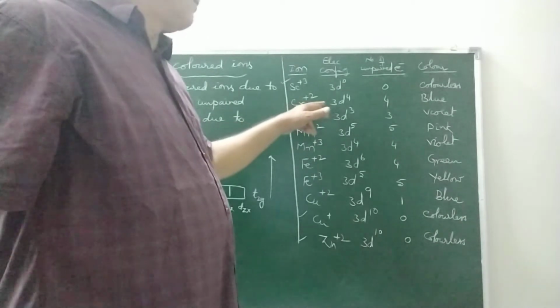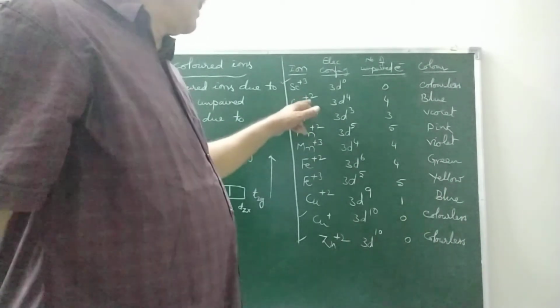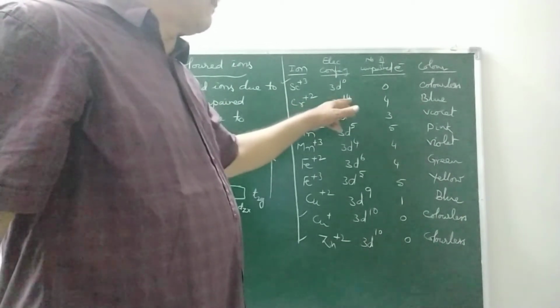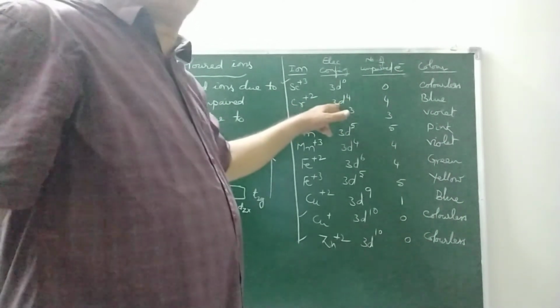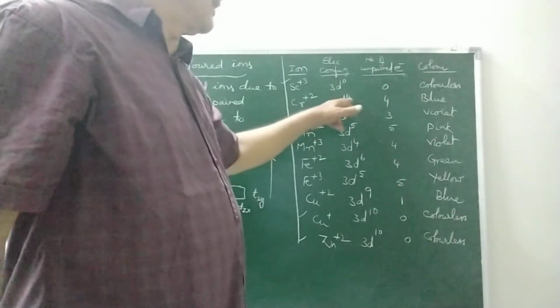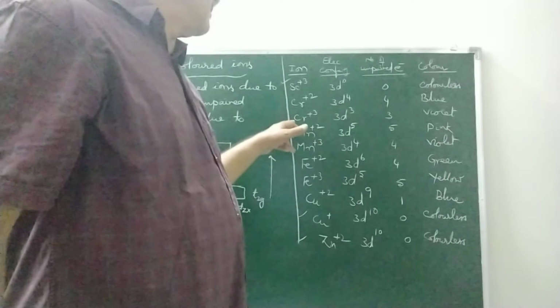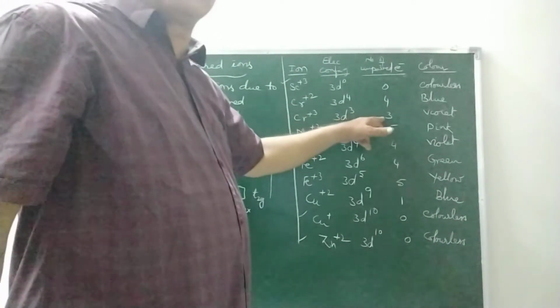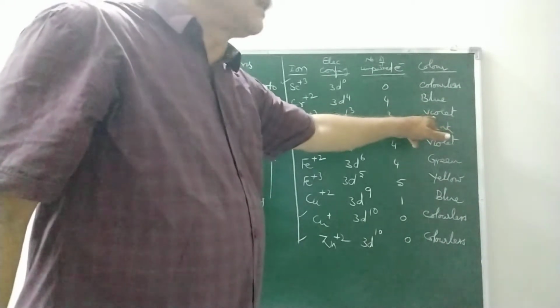Cr+2: 4s1 3d5. 2 electrons are removed. From 4s1, 1 electron is removed, and from 3d5, 1 electron is removed. We get only 3d4. These 4 electrons are unpaired electrons according to Hund's rule. So it appears blue in color. In the same way, for Cr+3, another electron is removed. Only 3 electrons are present. So it is now violet in color.